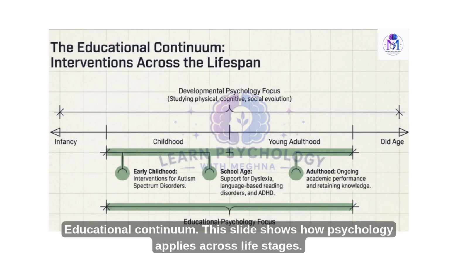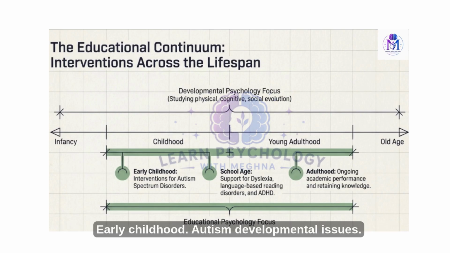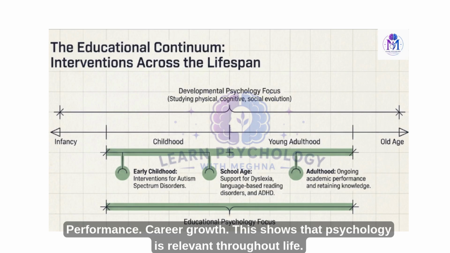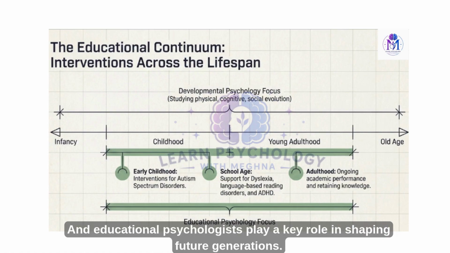Slide 12. Educational continuum. This slide shows how psychology applies across life stages. Early childhood: autism, developmental issues. School age: learning disabilities, ADHD. Adulthood: performance, career growth. This shows that psychology is relevant throughout life. And educational psychologists play a key role in shaping future generations.